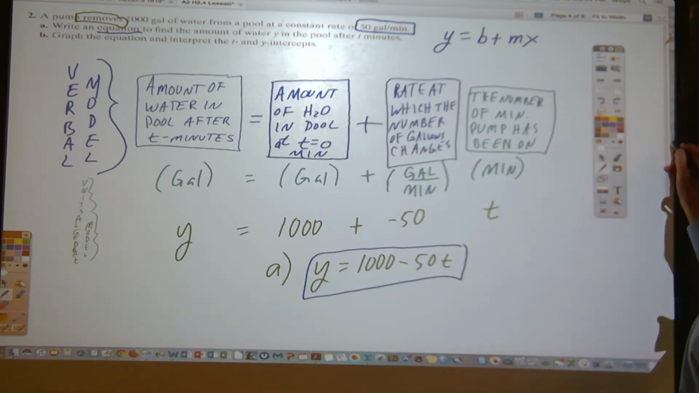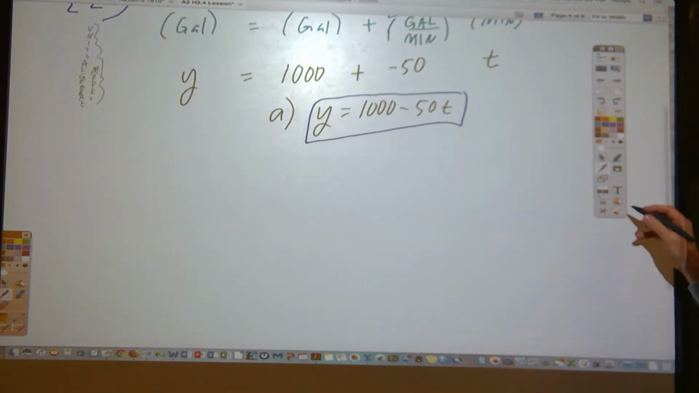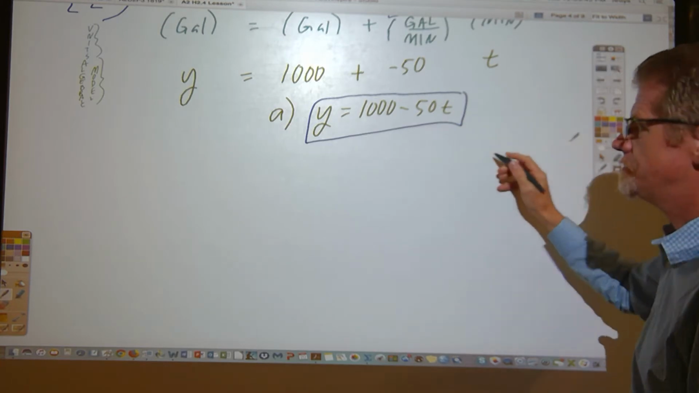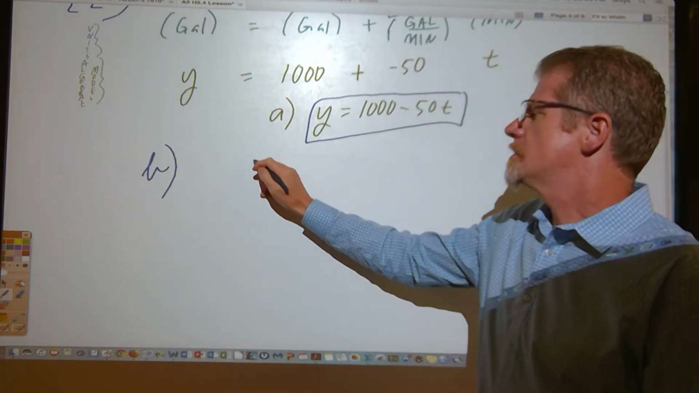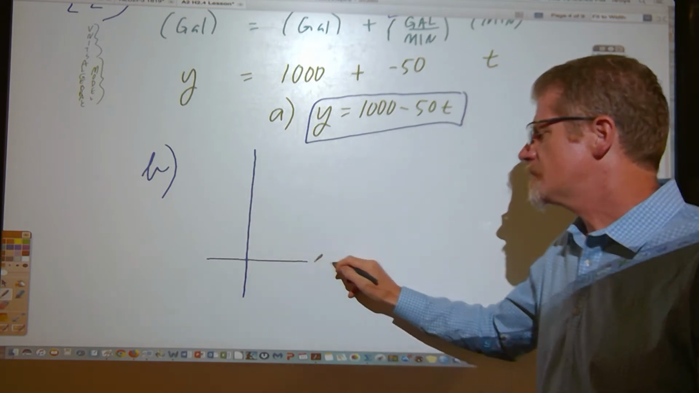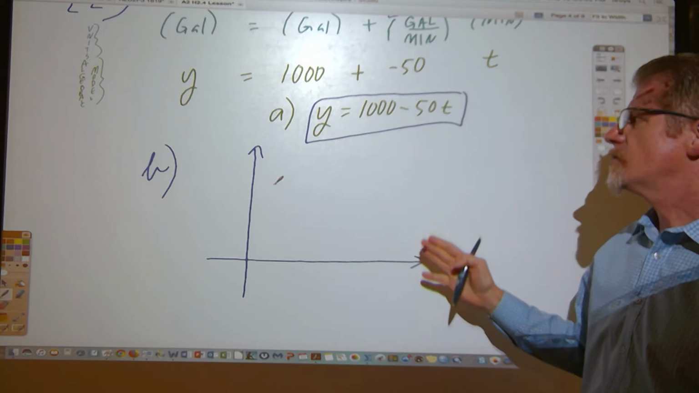So let's go ahead and sketch the graph and interpret the T and Y intercepts. So they're asking for words. They want us to write a little essay explaining the meaning of the intercepts. So here we go. The first part of the answer to part B, which is to sketch the graph, means that we don't have X and Y as our labels.